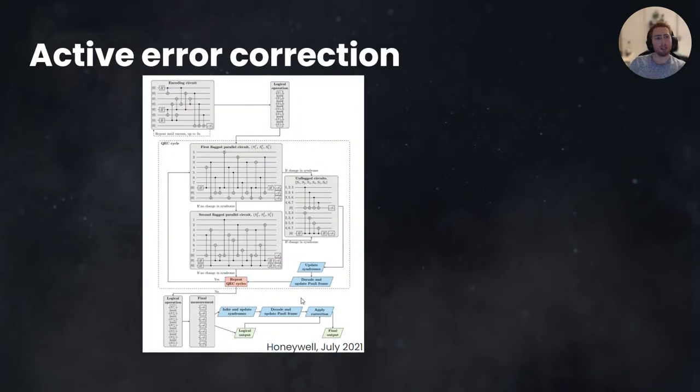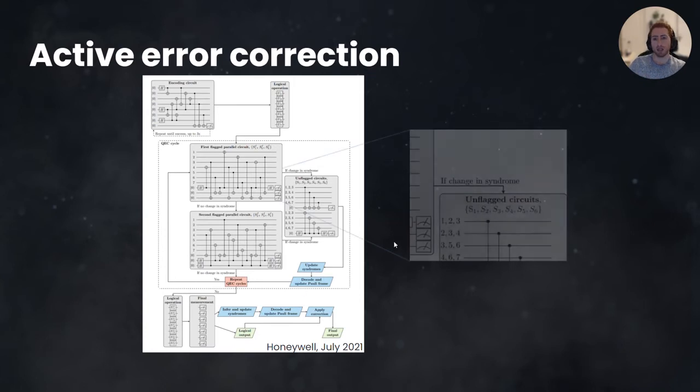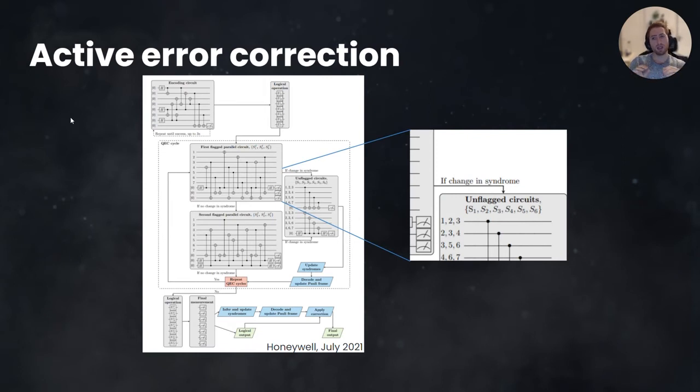A more advanced and recent example is by Honeywell from last year. This scheme is about active error correction, or more exactly, as they coined it, adaptive error correction. And I won't go too much into detail, but if you zoom in on the part that I've highlighted, we can see they have mid-circuit measurements, right? And then a condition. And what is the condition? The condition is to check whether the syndrome has changed. That means that not only do I measure the syndrome, I need to keep track of the syndrome. So now I also need memory.